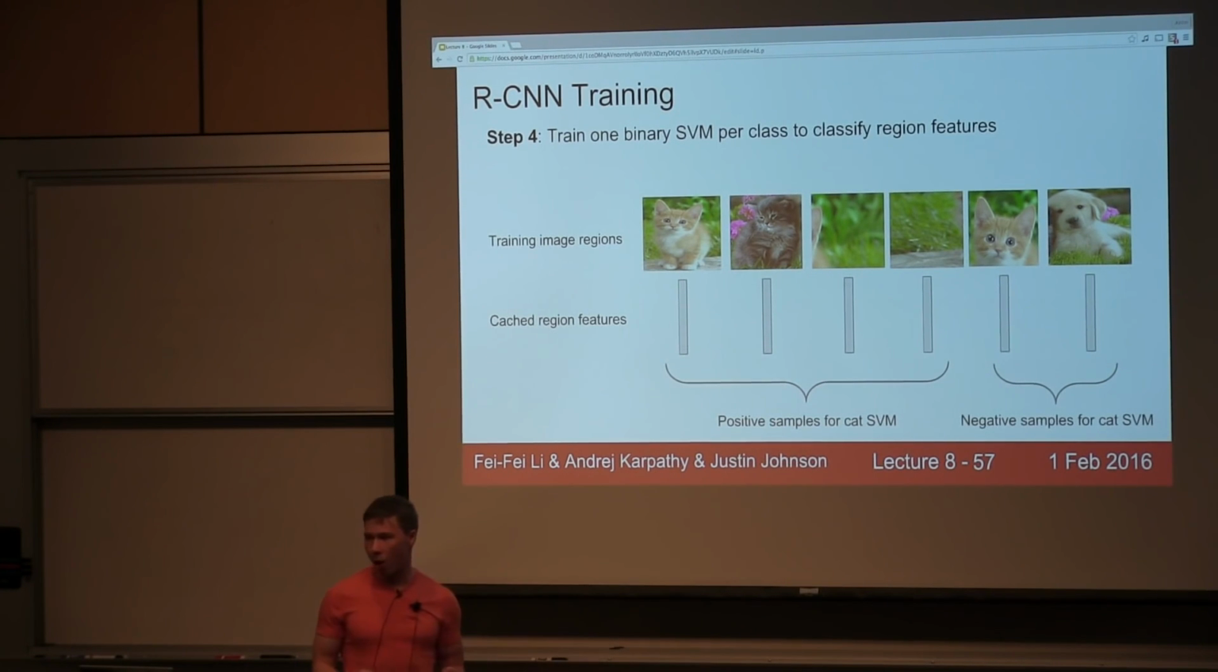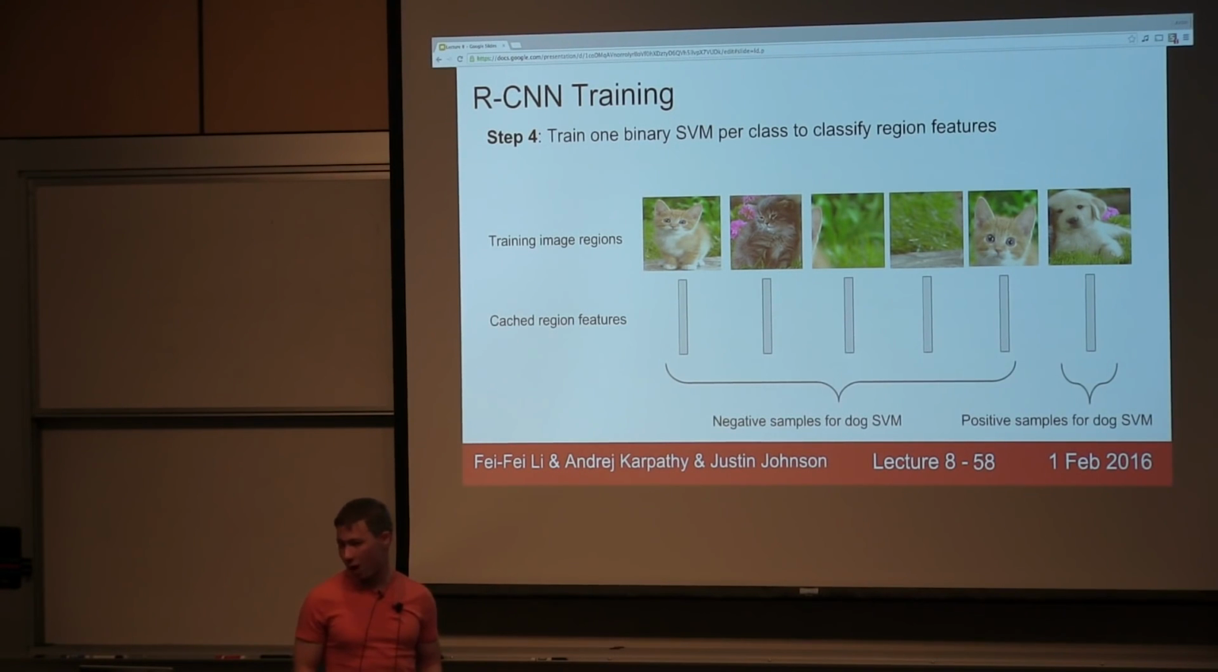Right, so this is sort of an offline process. They just use libsvm. So you have these features. These aren't positive samples for a cat SVM, that doesn't make any sense, but you get the idea. You have these different image regions, you have these features that you save to disk for those regions, and then you divide them into positive and negative samples for each class, and you just train these binary SVMs. So you do this for cat, you do the same thing for dog, and you just do this for every class in your data set.